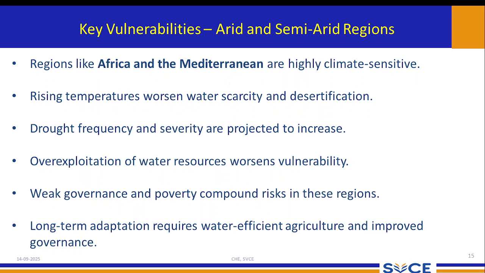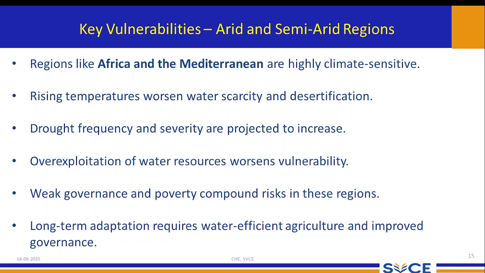Key vulnerabilities: arid and semi-arid regions, where you don't find heavy rainfall. In an arid region, you will get rainfall only very randomly. In a semi-arid region, you will get rainfall only partially. Regions like Africa and the Mediterranean are highly climate sensitive. Rising temperatures worsen water scarcity and desertification. That leads to desertification, where the land becomes barren and turns into a desert.